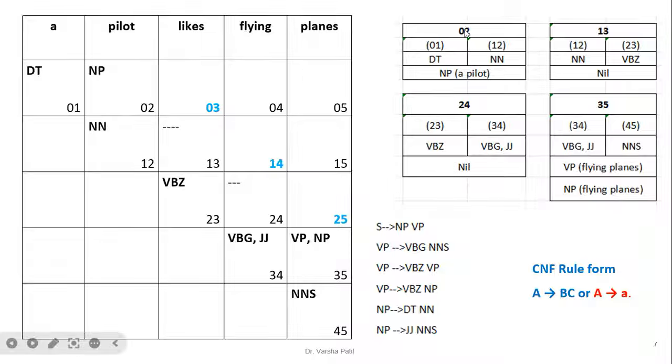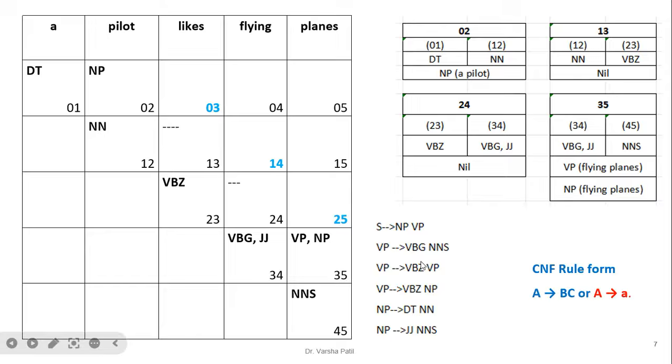Now for 0 2, we require to split this into two subparts. So the possibility is only one, 0 1 and 1 2, 1 2 and 2 3, 2 3 and 3 4, 3 4 and 4 5. Now we require to write down in 0 2: 0 1 DT is there, and in 1 2 NN is there. So we require to check whether the rule DT and NN is present or not. So yes, DT and NN is present, and which is nothing but noun phrase. So noun phrase is there.